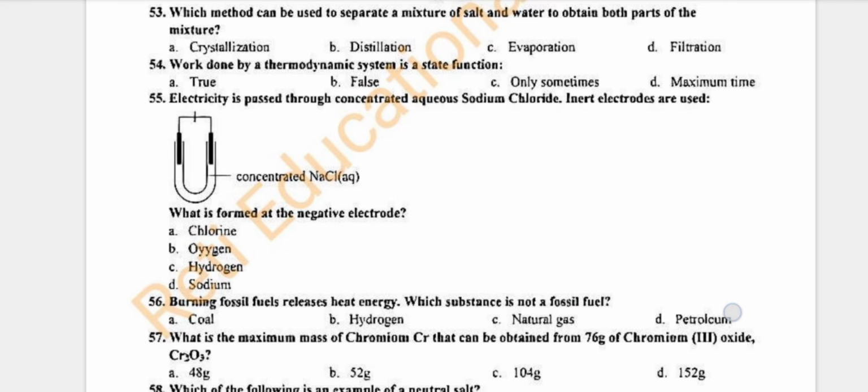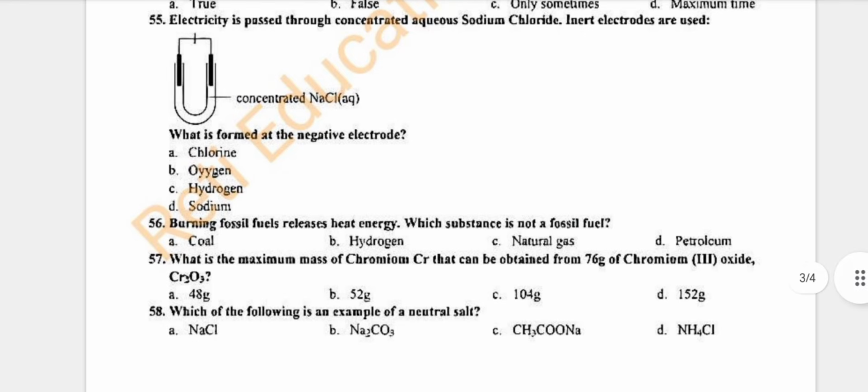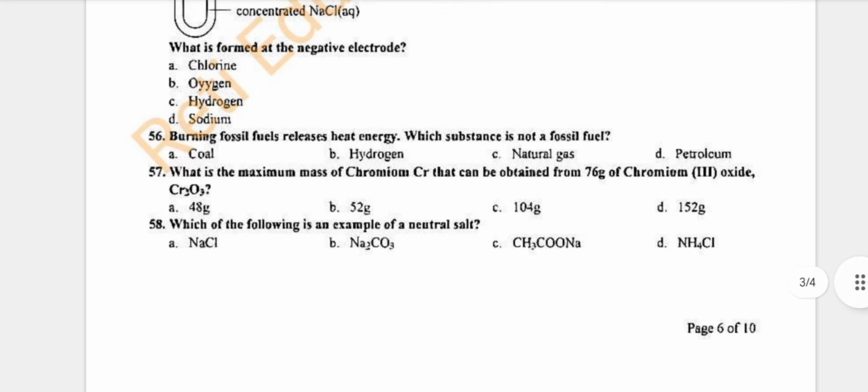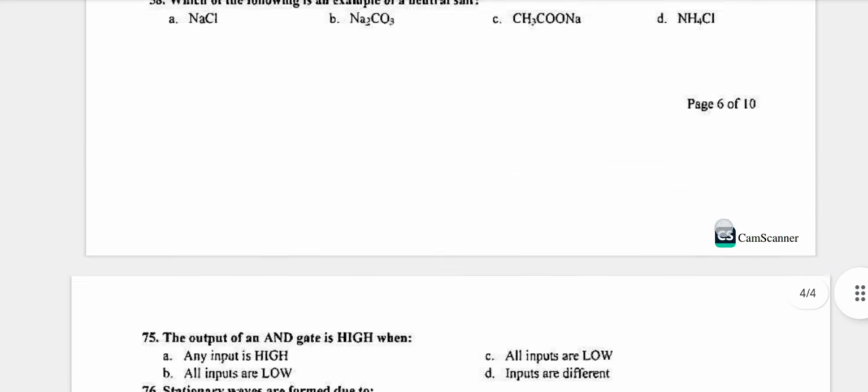Question number 56, burning fossil fuels releases heat energy. Which substance is not a fossil fuel? And the correct option is B, hydrogen. Question number 57. What is the maximum mass of chromium, Cr, that can be obtained from 76 gram of chromium 3 oxide? And the correct option is 52 gram. B option is correct. Question number 58. Which of the following is an example of a neutral salt? And the correct option is A, NaCl.